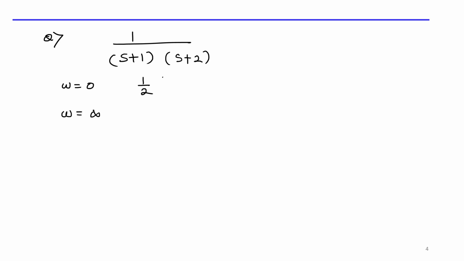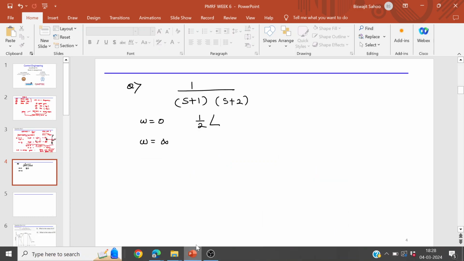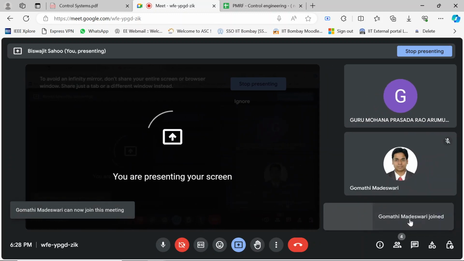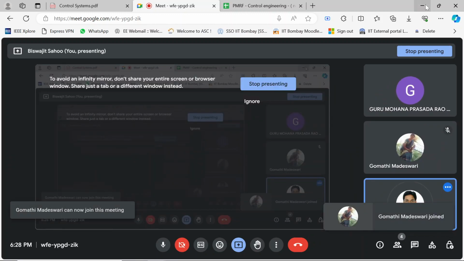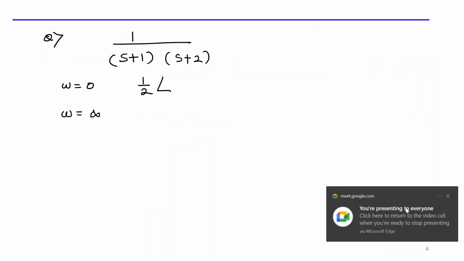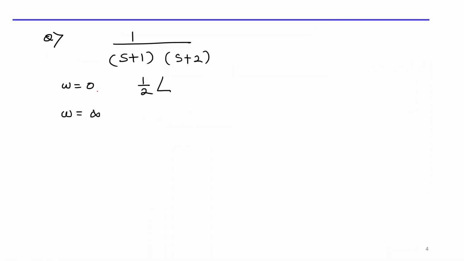And what is the angle you will get? Minus 180, sir? No. At omega equal to 0, the angle is given by the number of poles and zeros at the origin. So how many poles and zeros are at the origin? Zero, so you write down 0 there. Got my point?